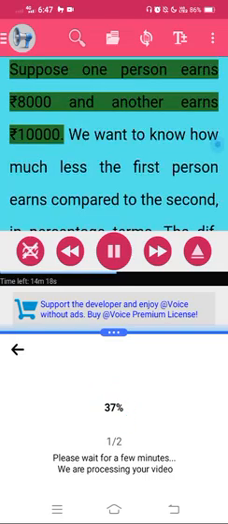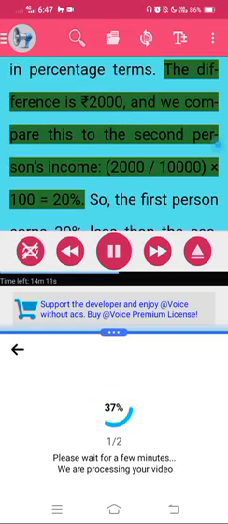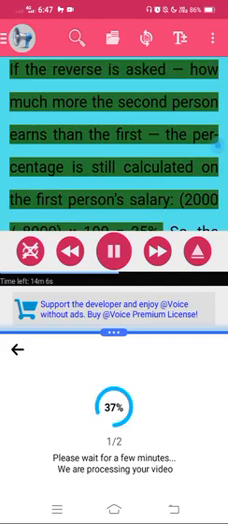Let us consider the first case. Suppose one person earns 8,000 rupees and another earns 10,000 rupees. We want to know how much less the first person earns compared to the second in percentage terms. The difference is 2,000 rupees, and we compare this to the second person's income. 2,000/10,000 times 100 equals 20%. So, the first person earns 20% less than the second.